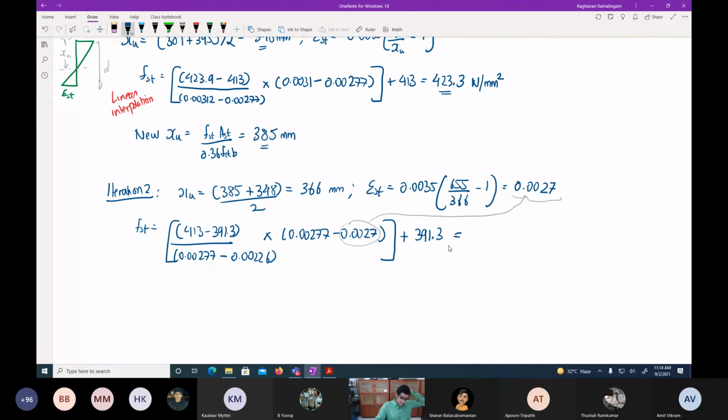Fst. Sir, it should be 0.0027 minus 0.00226 in the numerator part. Oh, right. Okay, sorry. Correct. Thank you for that correction.